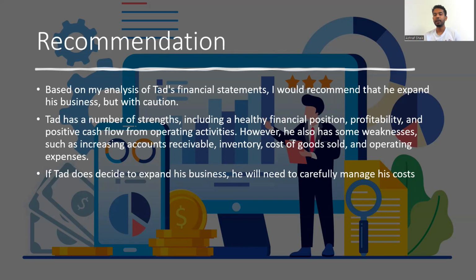So my recommendation after analyzing TAD's business is, I would recommend that he expand his business, but with caution. TAD has a number of strengths, including a healthy financial position, profitability, and positive cash flow from operating activities. However, he also has some weaknesses such as increasing accounts receivable, inventory, cost of goods sold, and operating expenses. If TAD does decide to expand his business, he'll need to carefully manage his costs.